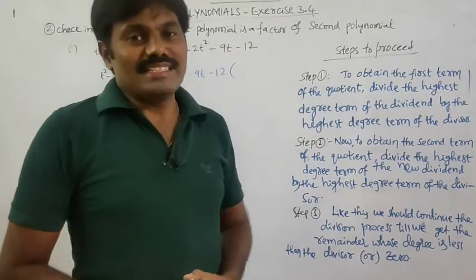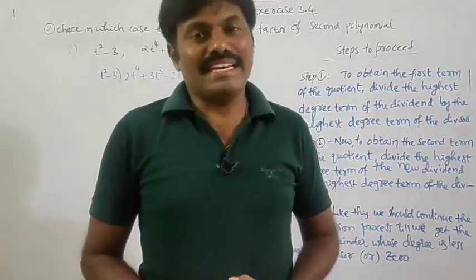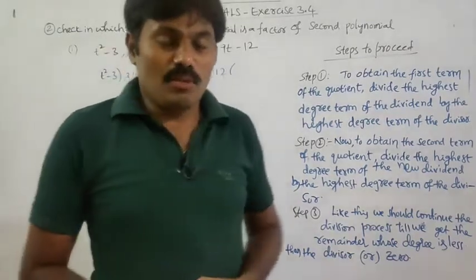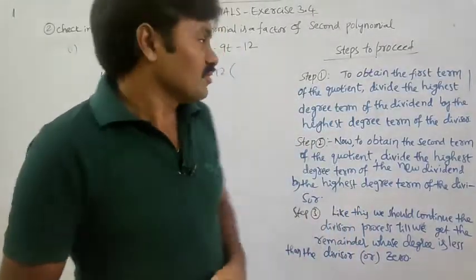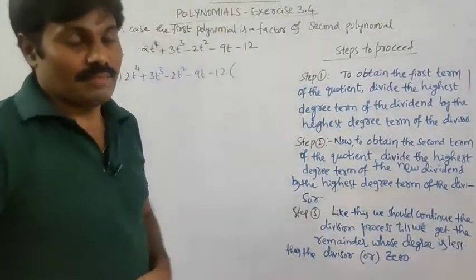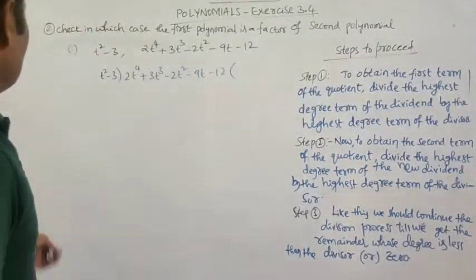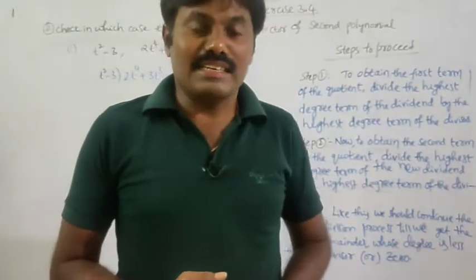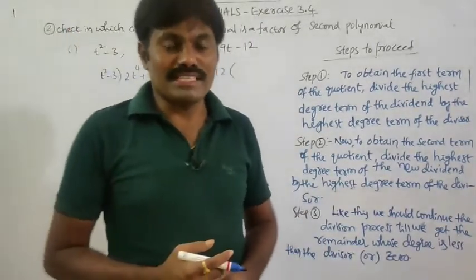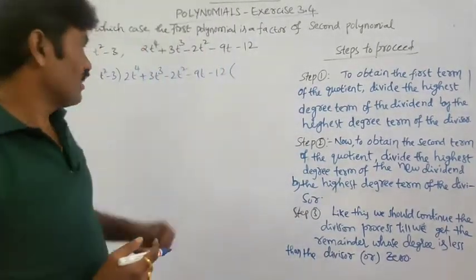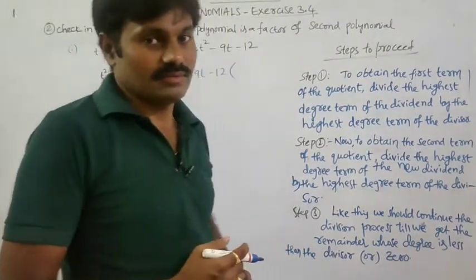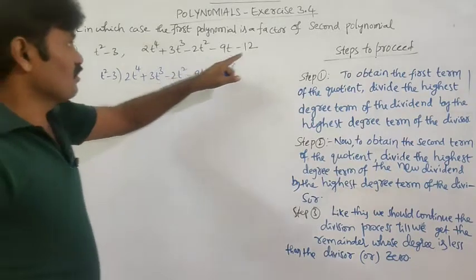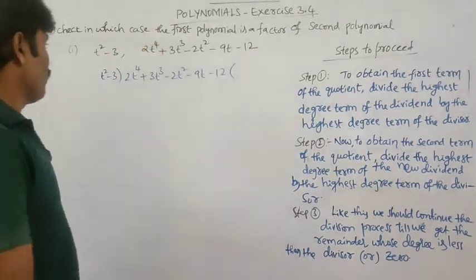As we are going to discuss a polynomials topic in class 10th, we are going to discuss the polynomials exercise 3.4 solutions. The first section we already discussed in division algorithm for polynomials in part 3, so I have started from the second section. Check in which case the first polynomial is a factor of the second polynomial.